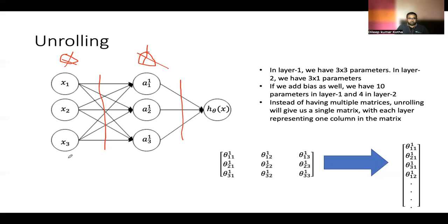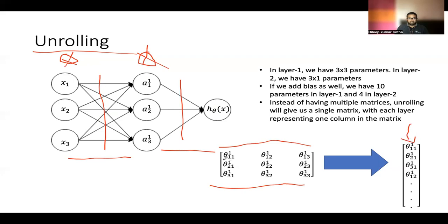Now, to represent all the parameters in layer 1, we need a 3x3 matrix like this. And to represent all the parameters in layer 2, we need a 3x1 matrix. As you can see, we are dealing with multiple matrices, one at each layer. If you want to do any vectorization or a simple calculation, it will be very hard because each layer is represented by a separate matrix. As part of unrolling, what we can do is take all these parameters in a matrix and put them in a single column.